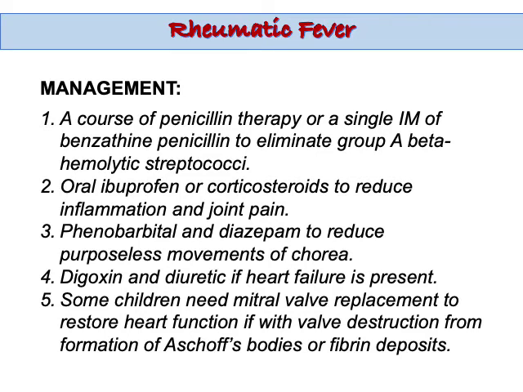This will eliminate group A beta hemolytic streptococcal infection. It's important to finish the entire treatment. Ibuprofen or corticosteroids reduce inflammation and pain, phenobarbital and diazepam are given for chorea, digoxin and diuretic if with CHF, and some children may need mitral valve replacement to restore heart function if there is valve destruction from Aschoff bodies or fibrin deposits. These are caused by the autoimmune process.